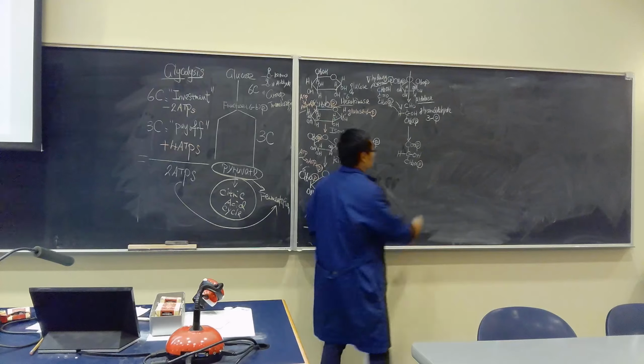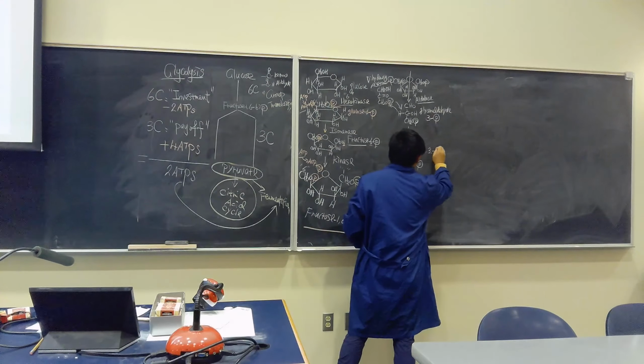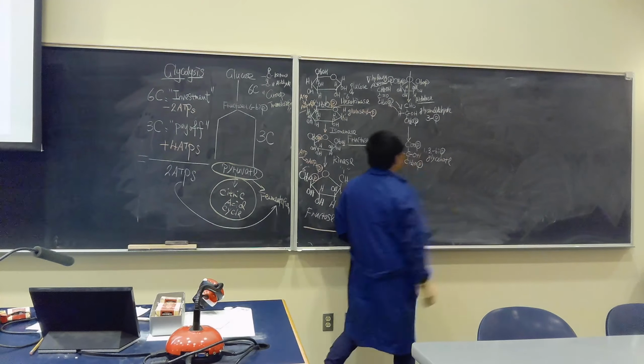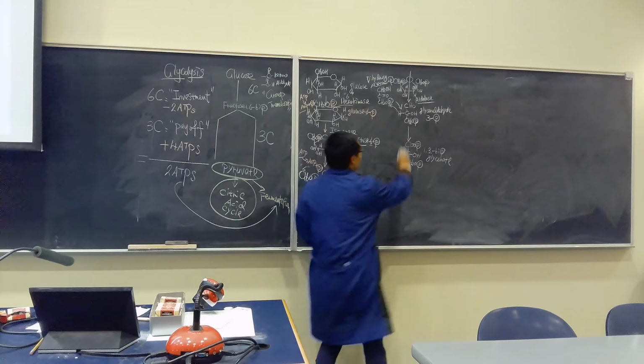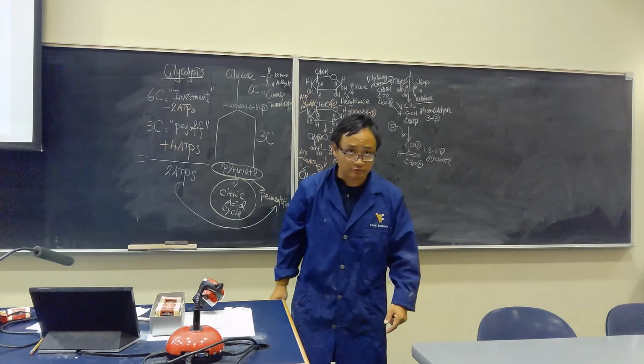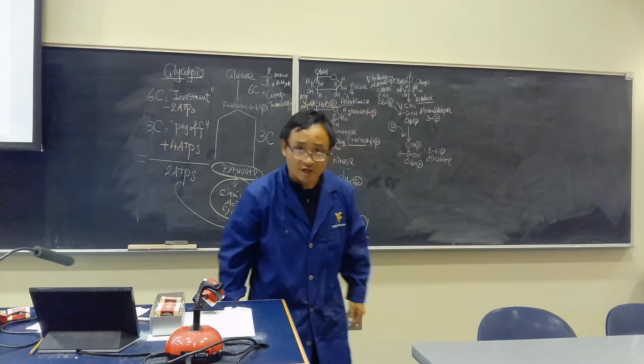What is this? 1,3-biphosphoryl. And here is tricky. You need to add a phosphate from somewhere. That's a free available phosphate. And they're not coming from ATP. Lots of people will be confusing.